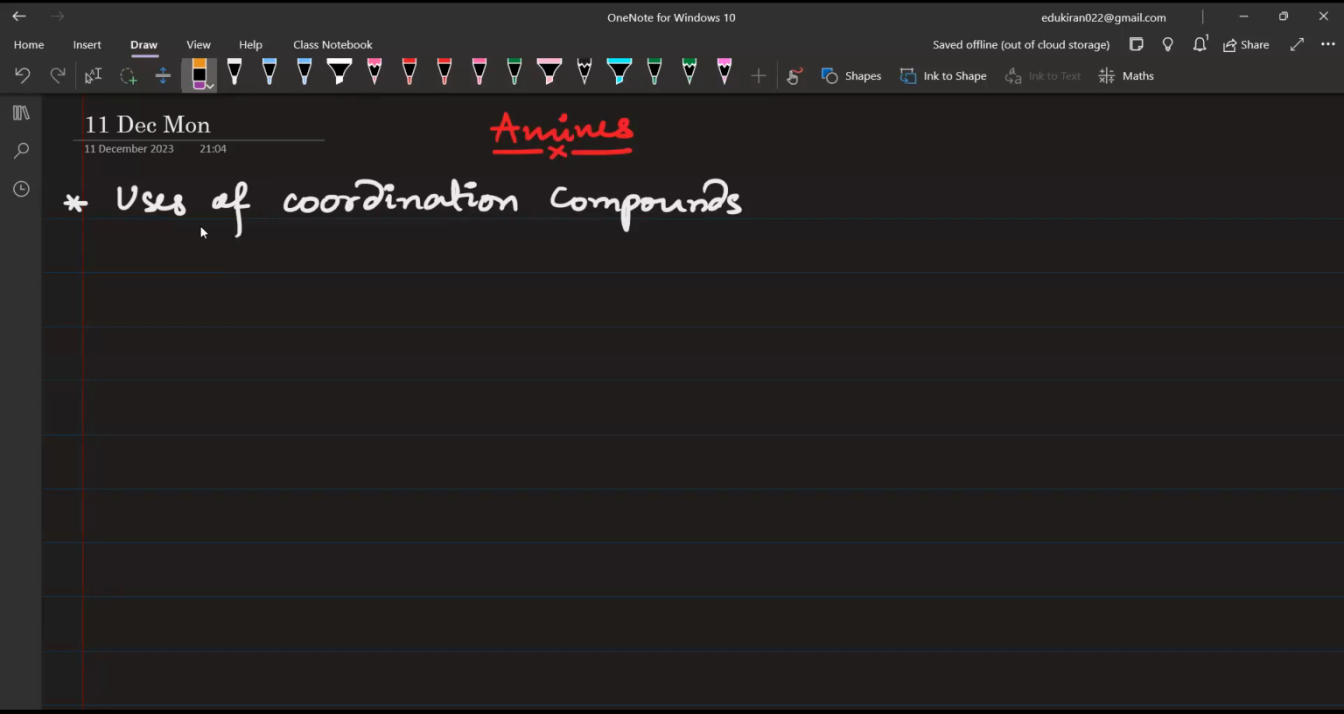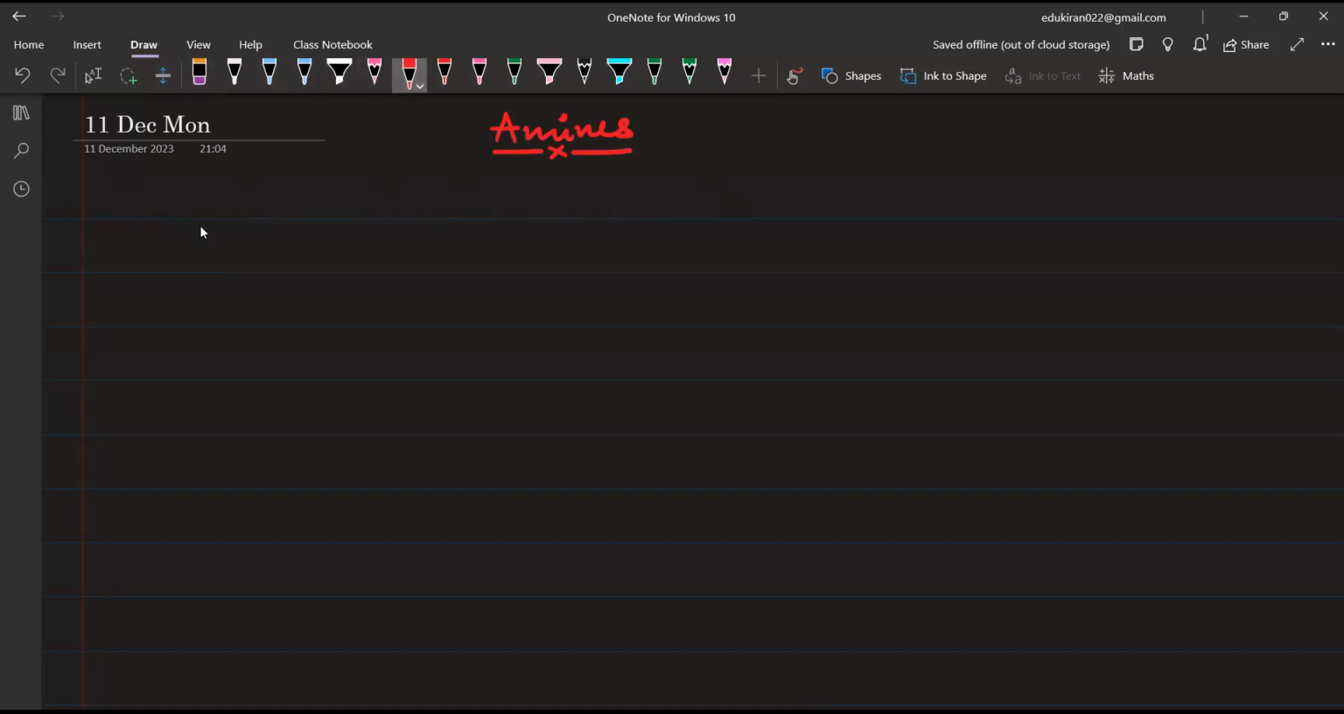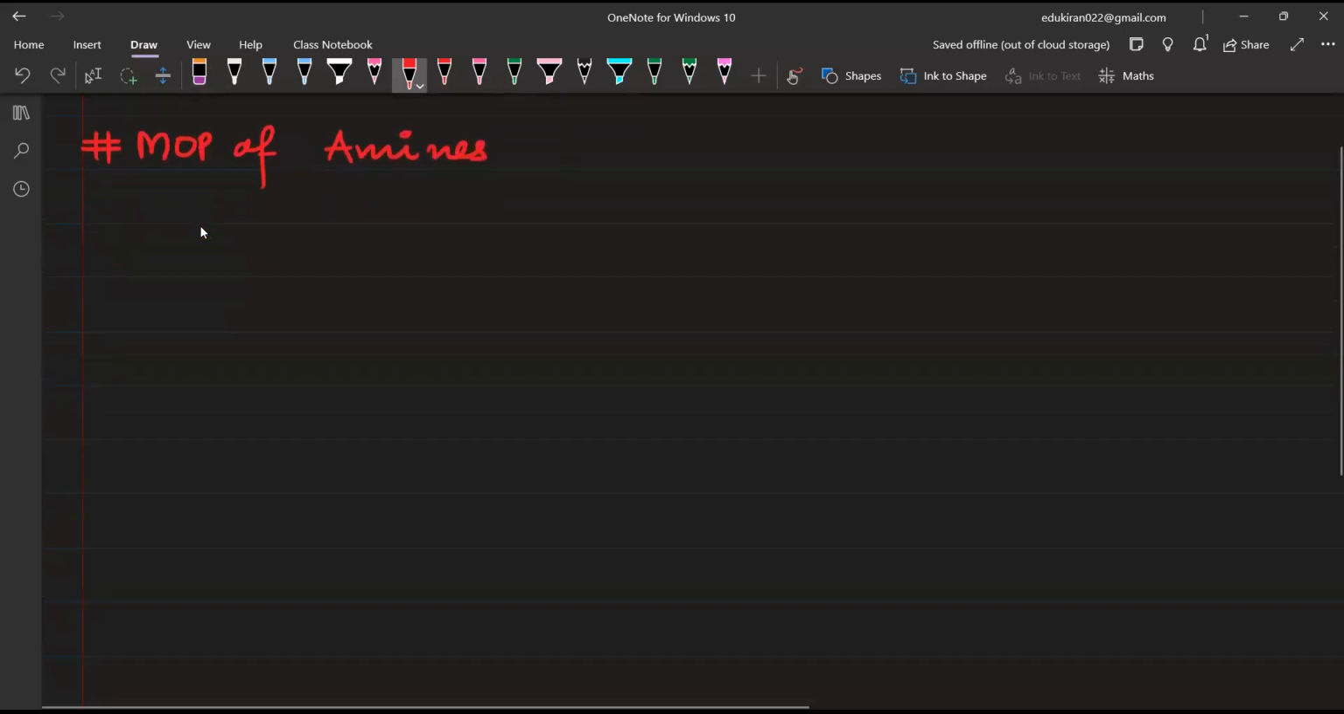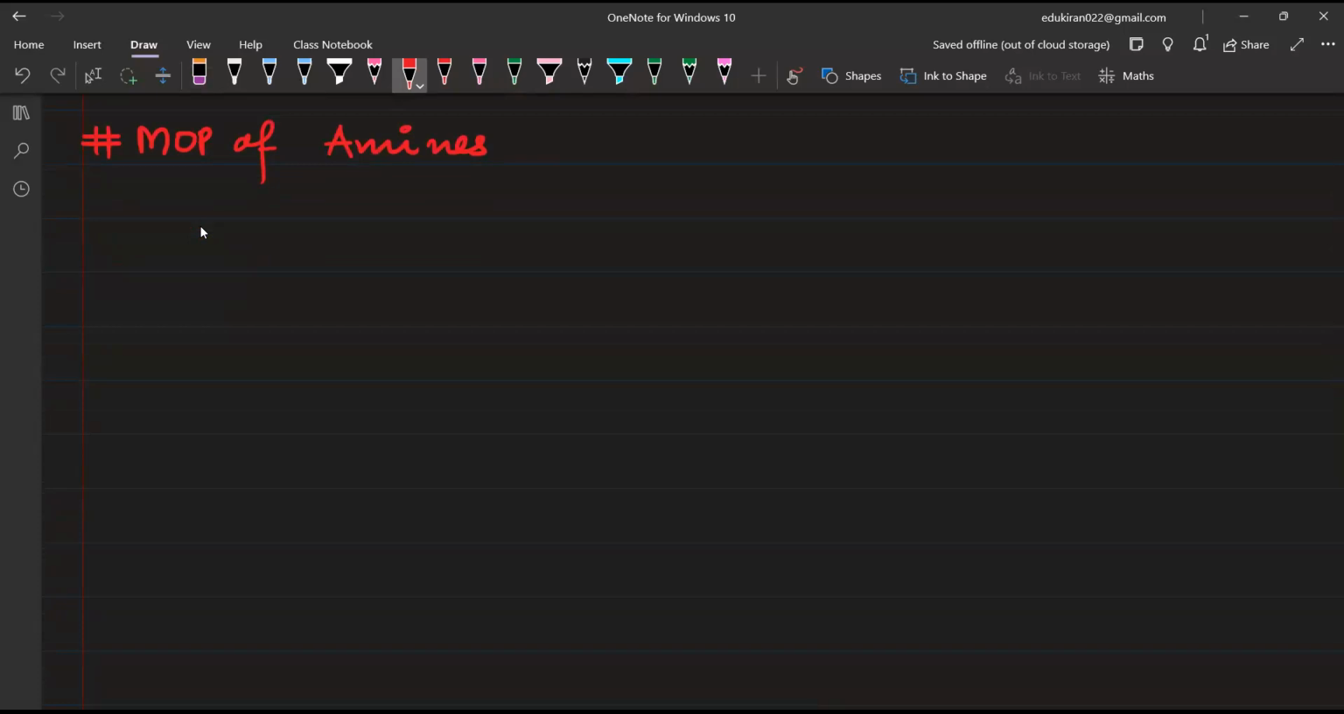You write it in your copy. Coordination compounds, you can write it in your copy notes. In amines, write the topic, method of preparation of amines. Also, guys, you don't need to read that portion. I will do all the questions in the revision classes. MOP of amines. MOP means method of preparation.